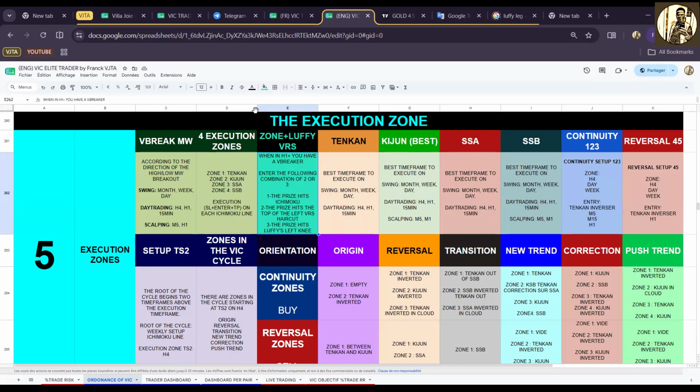So what did I try to say here? At this level, I wanted to say zone plus the break level. When in H1 you have a V breaker, enter with the following combination, one of the two or three. The price hits Ichimoku, the price hits the top of the V breaker.